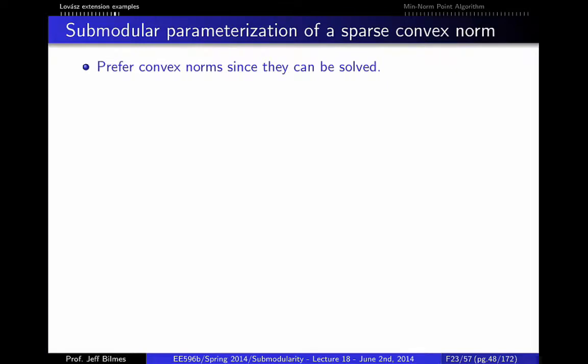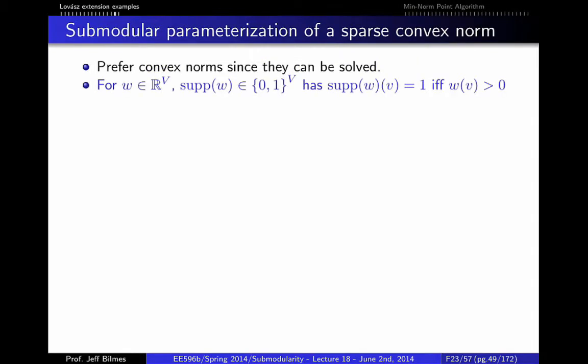In general, why should a norm be convex? Well, we like convex functions because they are relatively easy to optimize, and we know that they have a global solution.